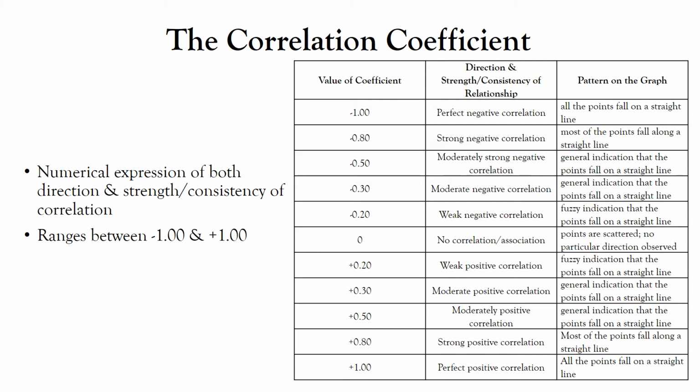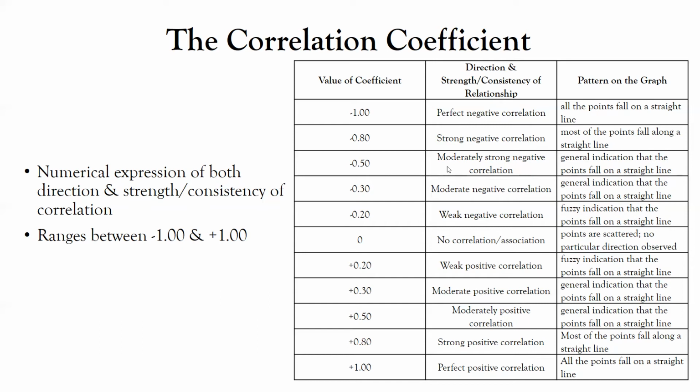When you draw a straight line, all the points will hit it. That's when you can say that a perfect correlation exists. Now, at negative 0.80 and positive 0.80, most of the points fall along the straight line, right? They're almost there. There's just a little distance from certain points. Certain individuals do not hit the straight line. And this is still a strong correlation, all right?